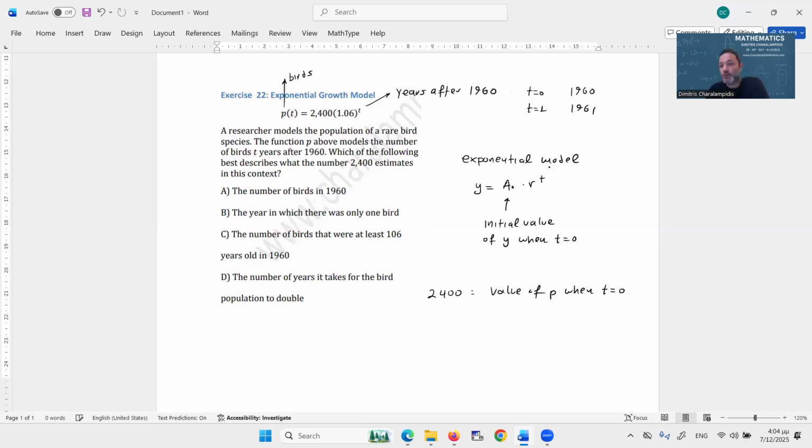So let's now use the given context. It's the value of p, so the number of birds. So it means the number of birds 0 years after 1960, which is none other than 1960 itself. So 2400 is the number of birds in the year 1960, which is A.